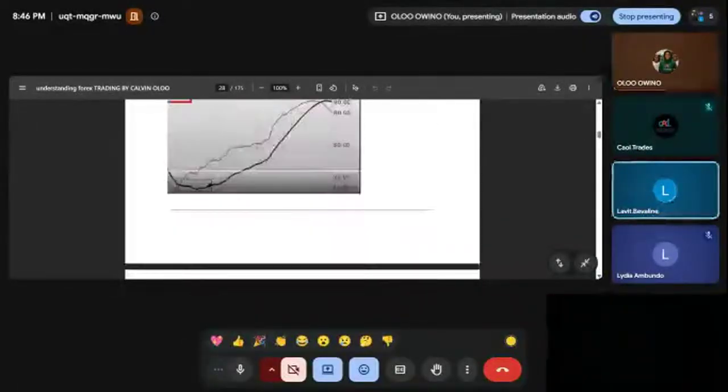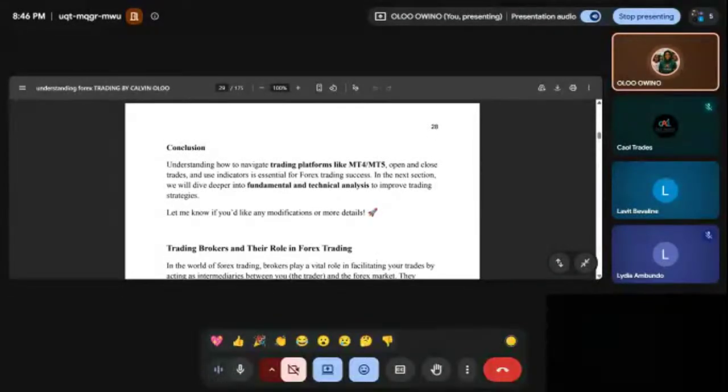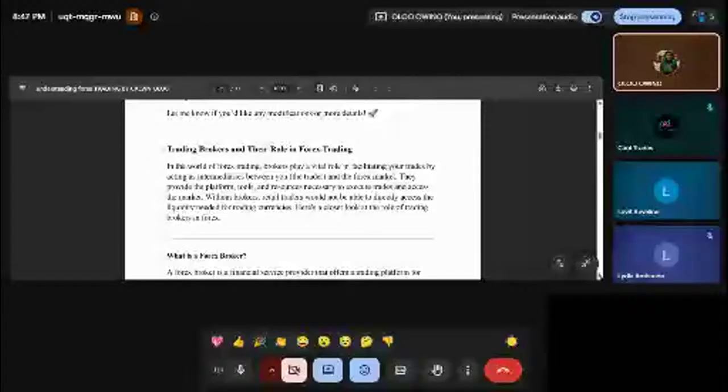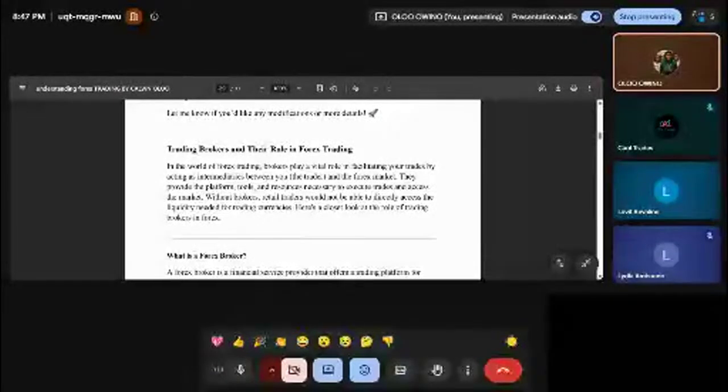Okay. Now I've talked about indicators. Now let's get a conclusion on this part. Understanding how to navigate trading platforms like MT5 and MT4 is essential for trading success. Next part, which is an additional part for today, is the role of brokers in forex trading. I've been mentioning going to your broker. In the world of forex trading, brokers play a vital role in facilitating your trades by acting on the forex market.